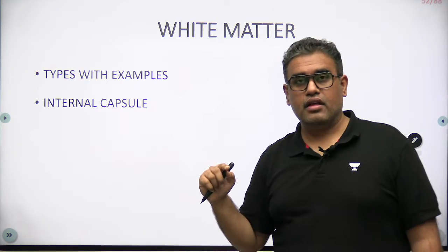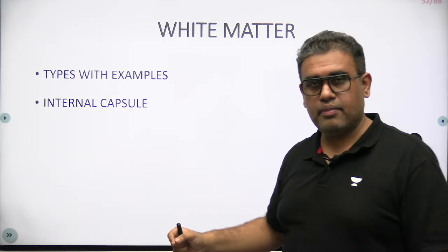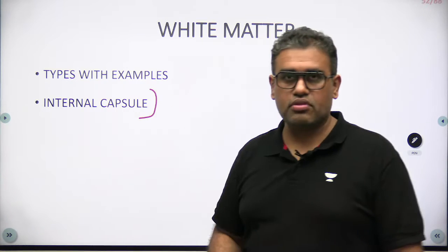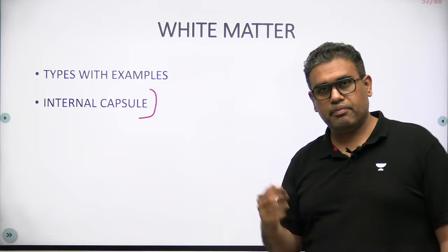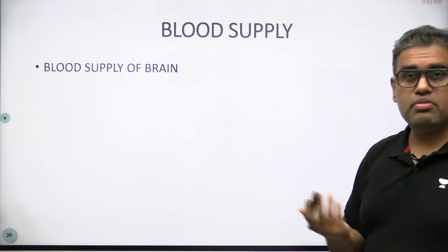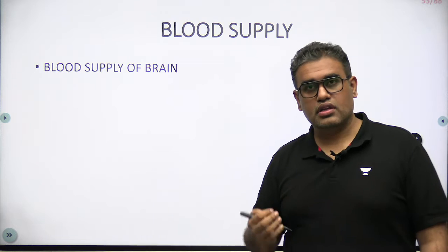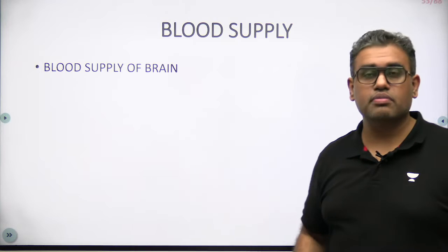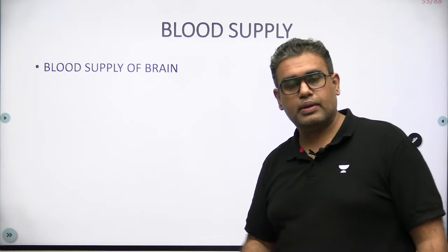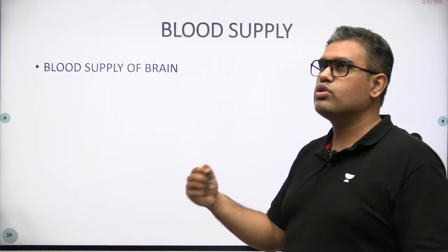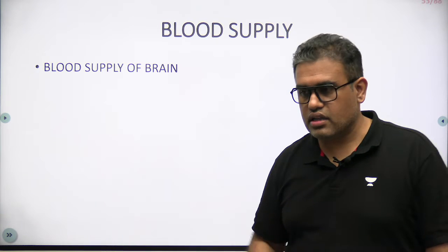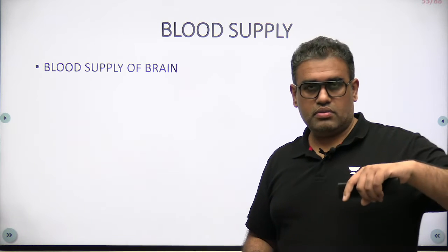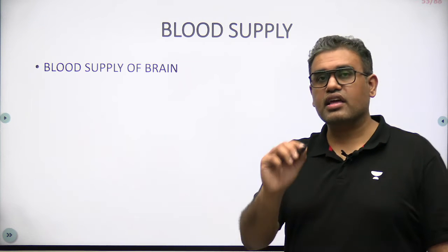White matter: projection, association, commissural. You should know their examples. The important one here is the internal capsule, a projection type of white matter, which you should know. Blood supply of the brain, needless to say how important it is: the carotid system as well as the vertebrobasilar system. Both systems, branches. Nowadays be prepared for sub-branches, like M1, M2, M3, M4 branches from the middle cerebral artery, P1, P2, P3 for the posterior cerebral artery, and A1, A2, A3, A4 segments of the anterior cerebral artery. Basic idea should be there.